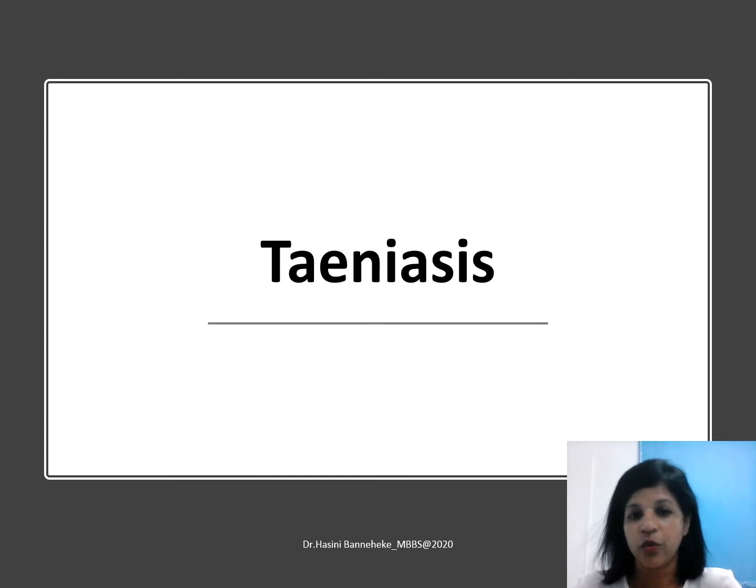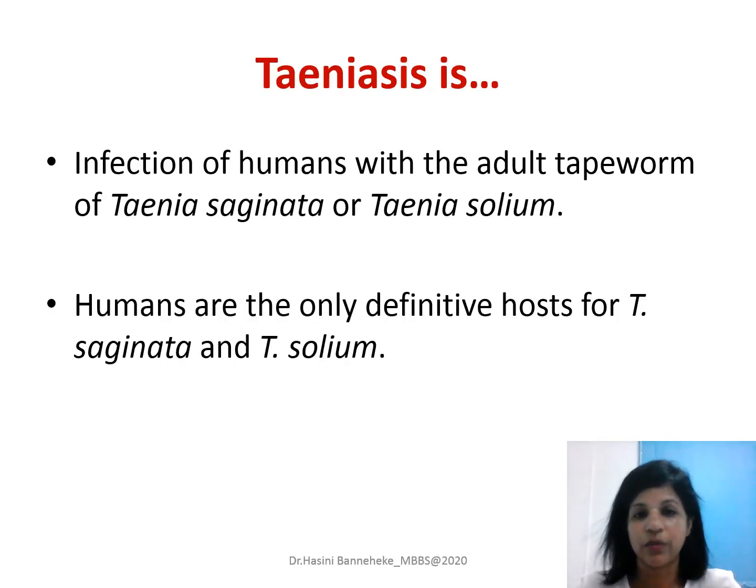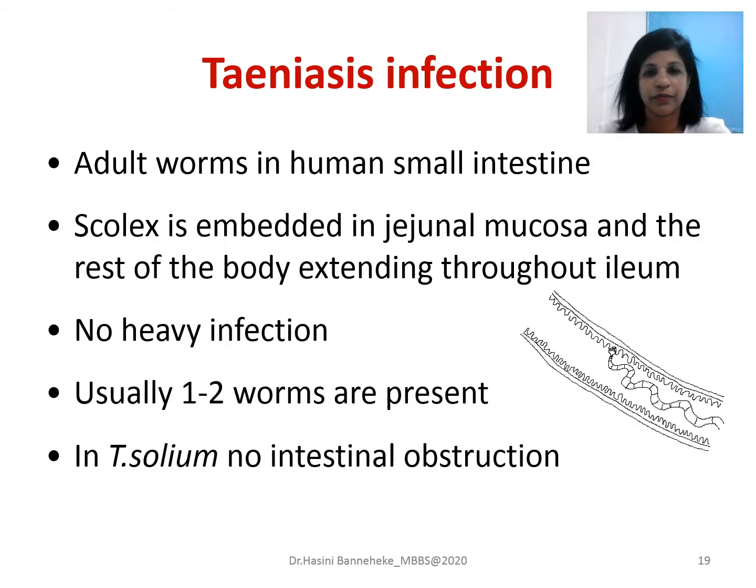So now let's move on to taeniasis, the disease caused by the advanced stage of the parasite. Taeniasis can be caused by both species, Taenia saginata and Taenia solium. And you can remember that I told you that humans are the only definitive host for both of these species. So basically the taeniasis infection is the adult worm infection.